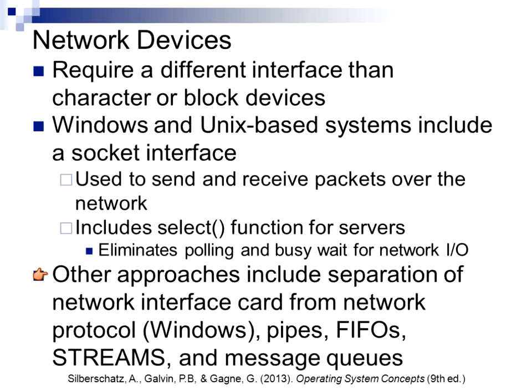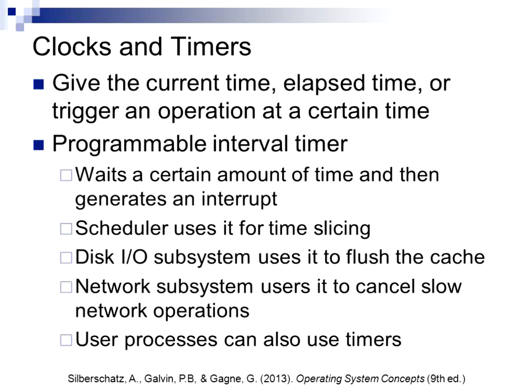There are other approaches besides sockets. There are things like pipes and FIFOs and streams and message queues, and all these are ways of talking to network devices. There are even, in Windows, the concept of separating the network protocol from the network interface card, and you communicate with each of those separately. So there's lots of other things that we need to be concerned about with I/O when we're talking about network devices.